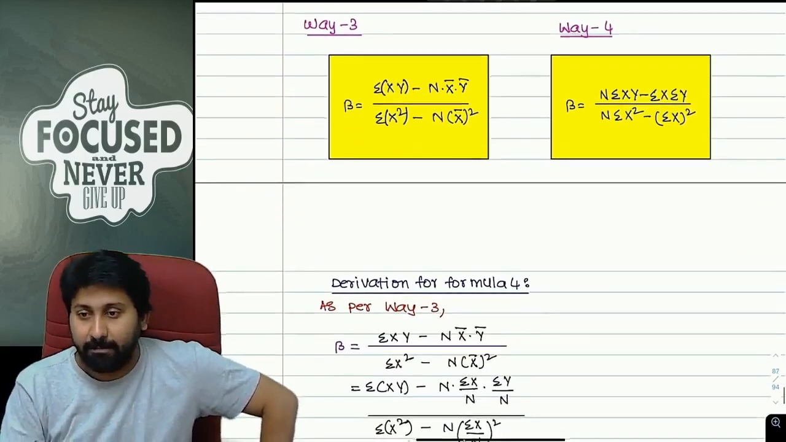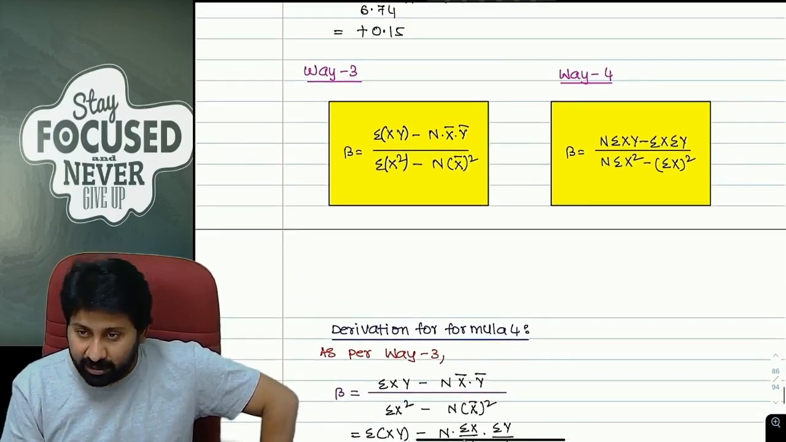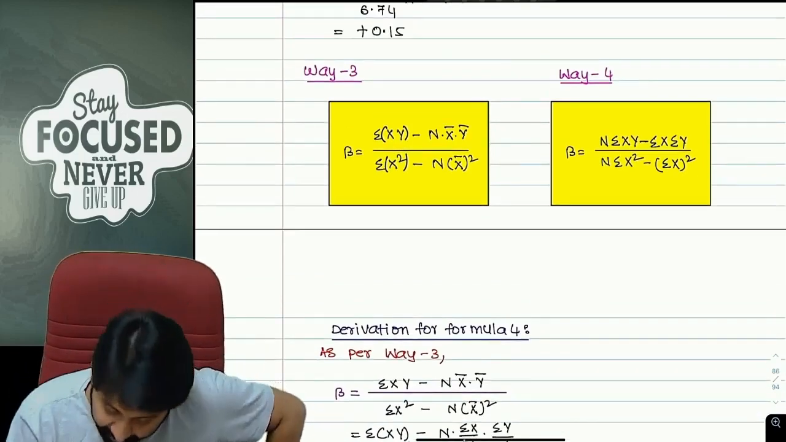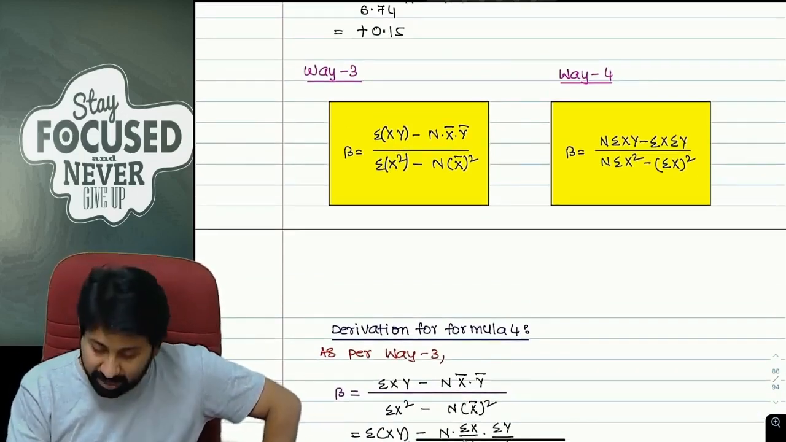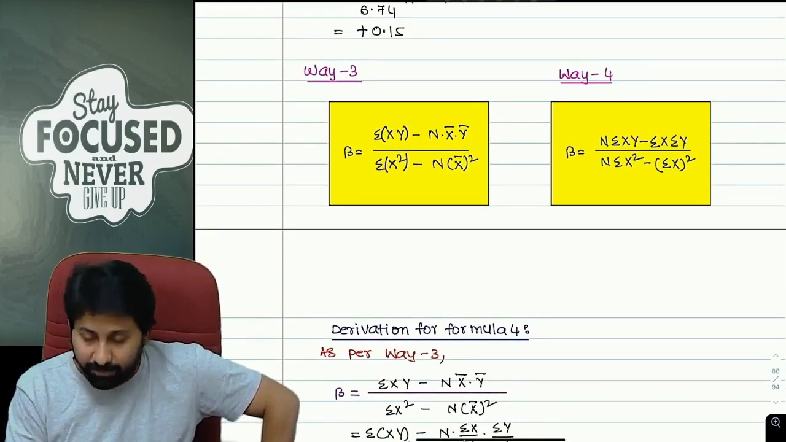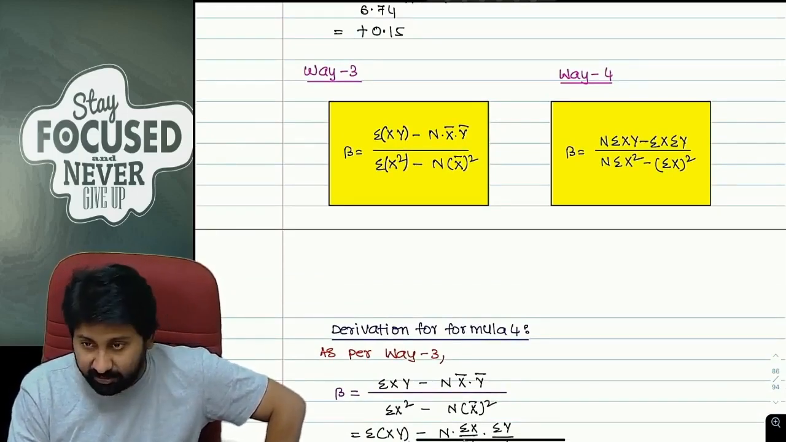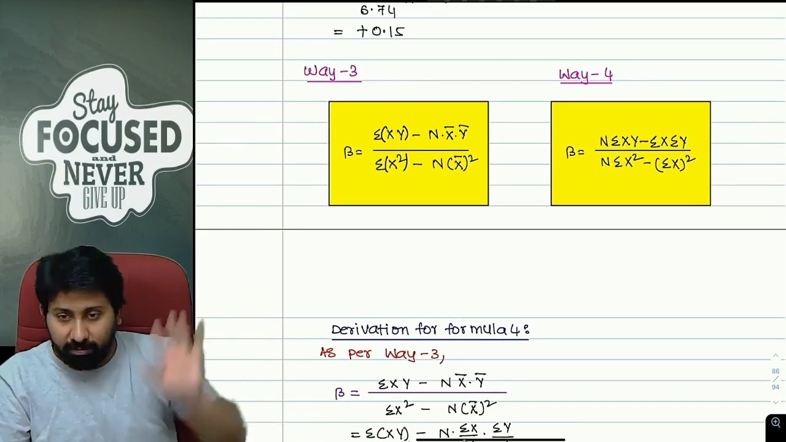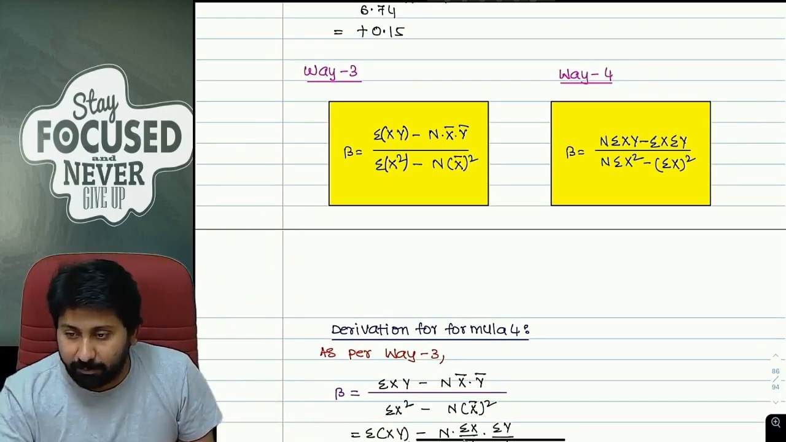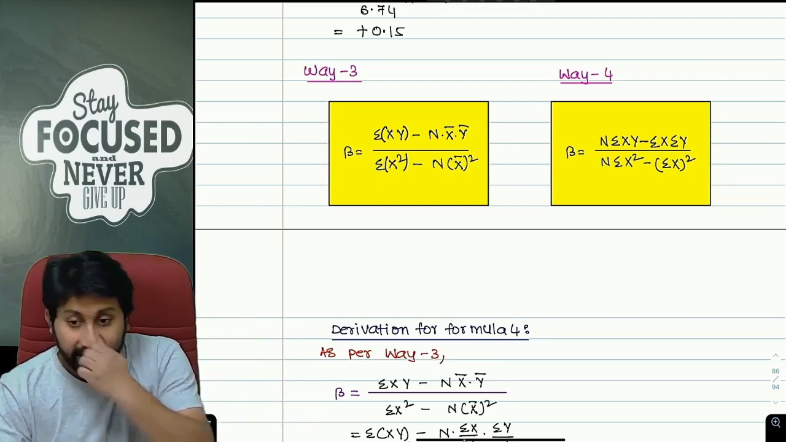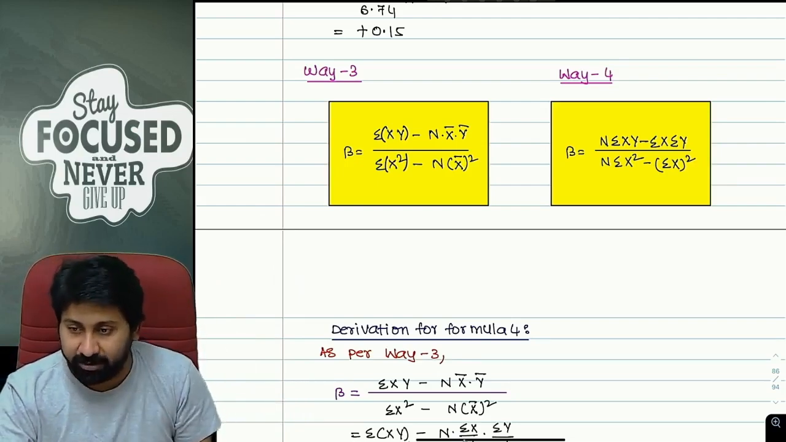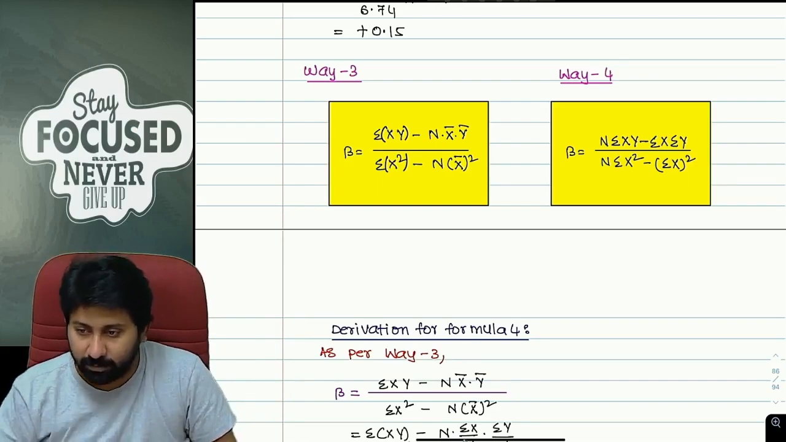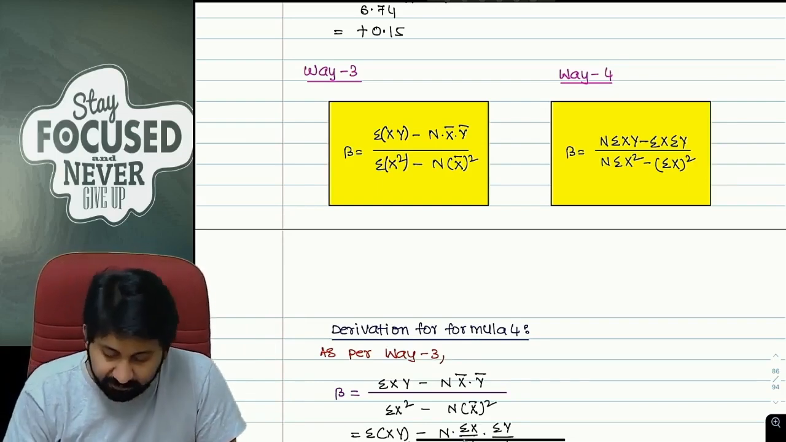Or fourth way, beta equal to n sigma xy minus sigma x into sigma y, whole divided by n sigma x square minus sigma x whole square. Okay, these are the two formulae. So you please copy by pausing the video. I will tell you the derivation of the formula as well. Okay, so let's start. Way 3 and way 4.